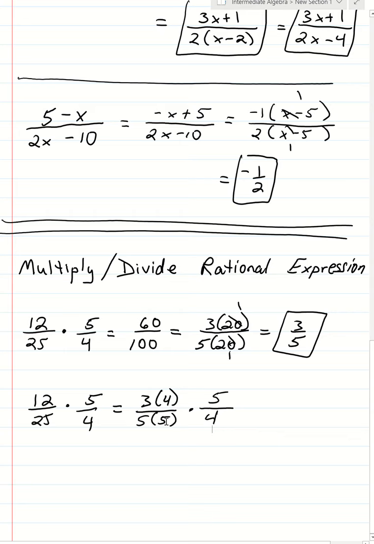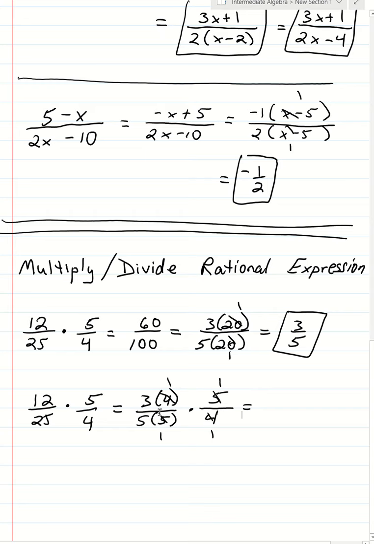And now let's use our fundamental principle of fractions. If we have anything that's the same top and bottom, we can simplify. Well, we have a 4 in the numerator and a 4 in the denominator. They simplify. We also have a 5 in the numerator and a 5 in the denominator. They also simplify. There's nothing left to simplify in the numerator and denominator.